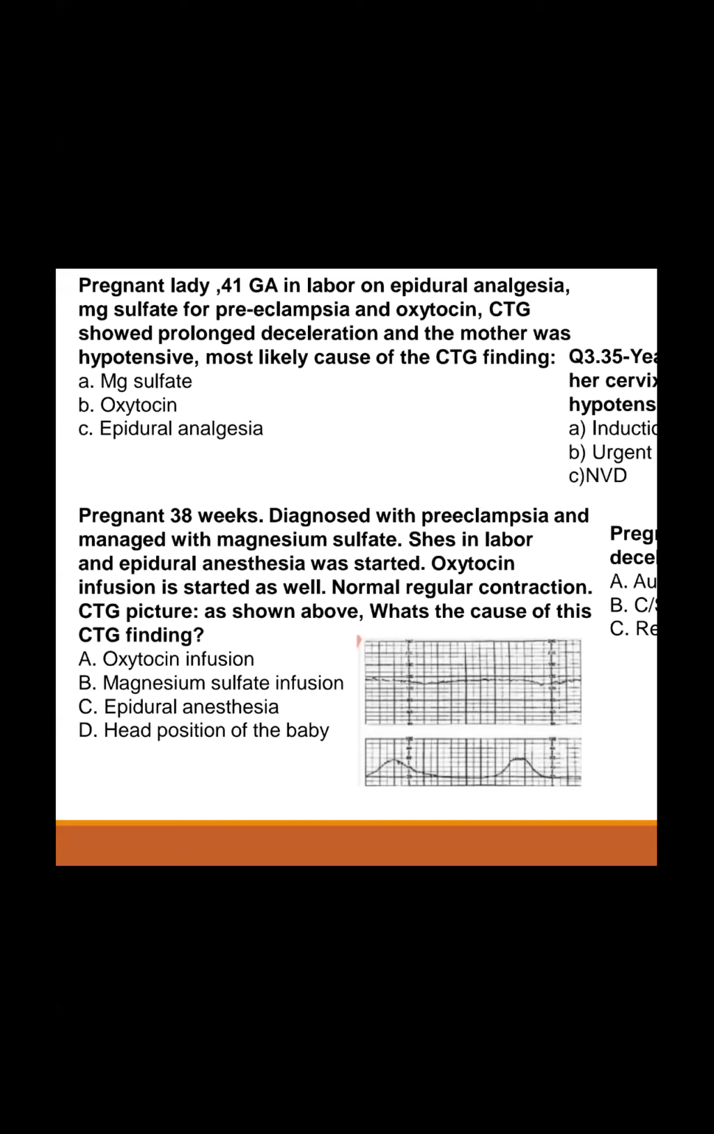Pregnant, 38 weeks, diagnosed with preeclampsia and managed with magnesium sulfate. She is in labor and epidural anesthesia was started. Oxytocin infusion is started as well. Normal regular contractions. CTG picture as shown above. What's the cause of this CTG finding? Oxytocin infusion, magnesium sulfate infusion, epidural anesthesia, or head position?